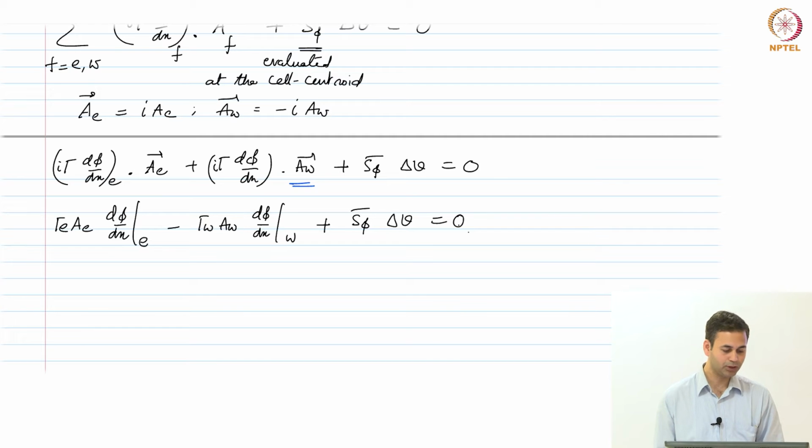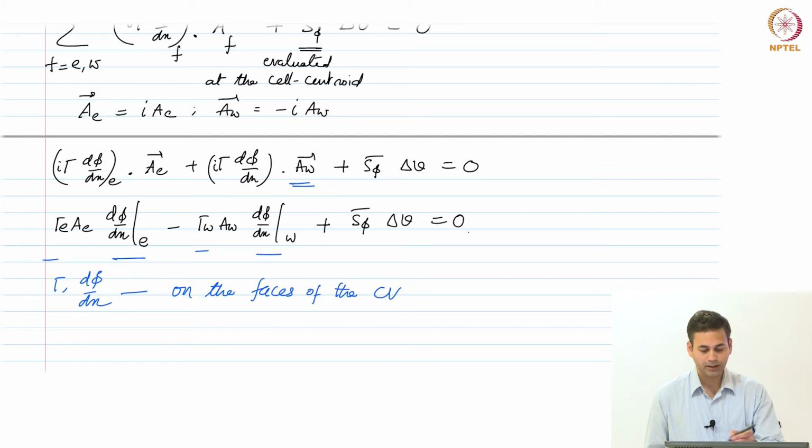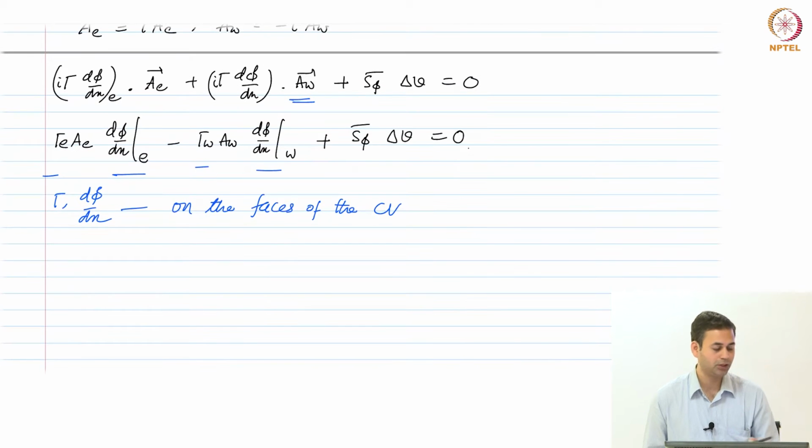Okay, so far so good. Now, we obtained gamma and the gradients on the faces. All these things, the gamma and the gradients d phi dx, need to be evaluated on the faces of the control volume. Okay. Then assuming that we only know, let us say we only know the diffusion coefficient on the cell centroids.